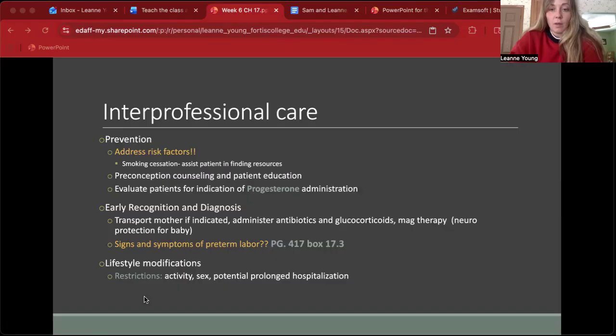Okay, what are our signs and symptoms of preterm labor? You guys need to star, circle, know this stuff like the back of your hand, okay? Signs and symptoms of preterm labor.